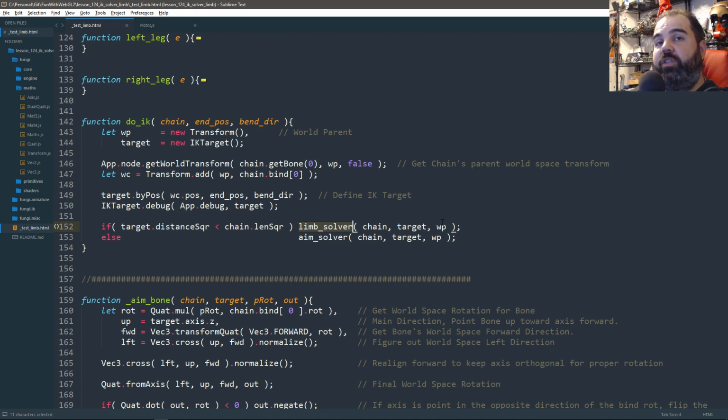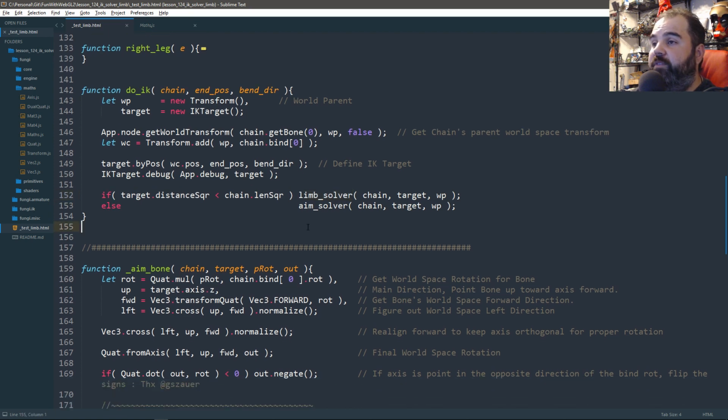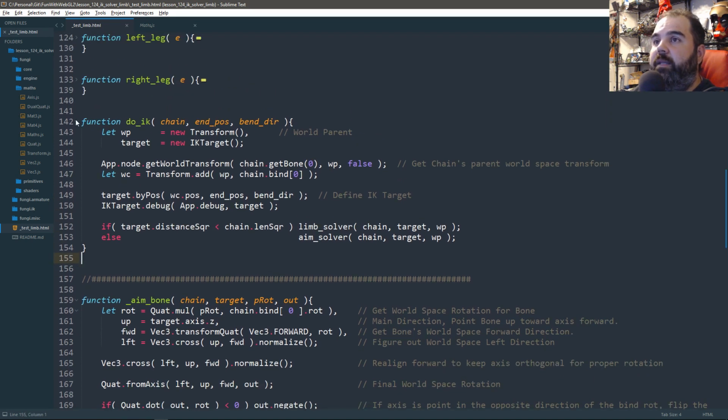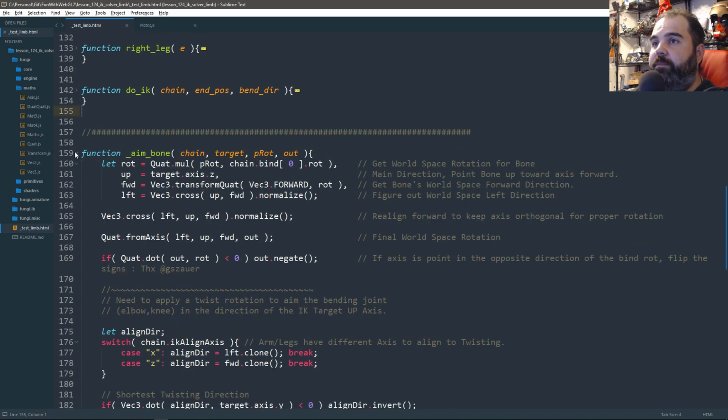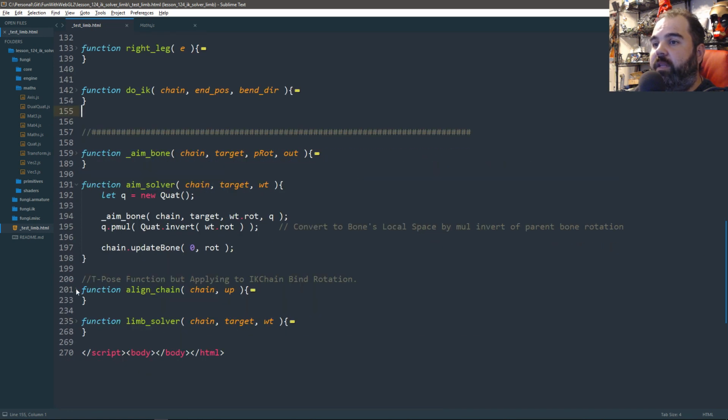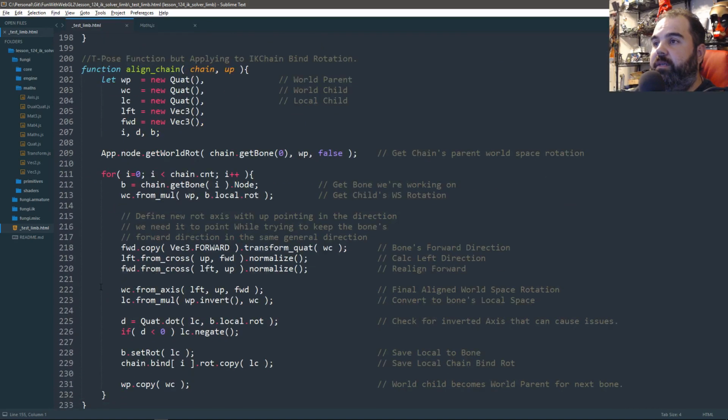So you have to make sure that the length to the end effector is less than the length of your chain. And like I said, you have the length of every bone. So when you're creating your IK chain, you just add up the length of every bone, and that gives you the total length of your chain. And that's do IK. And you have our aim bone. You have our online chain. It basically does the aim without aiming the elbow.